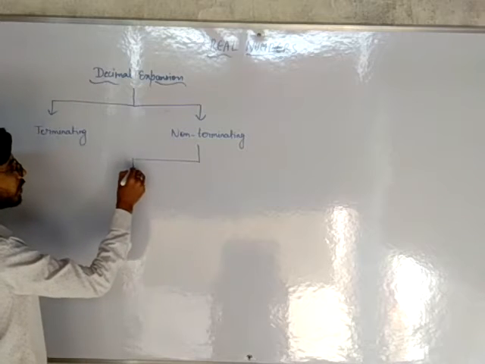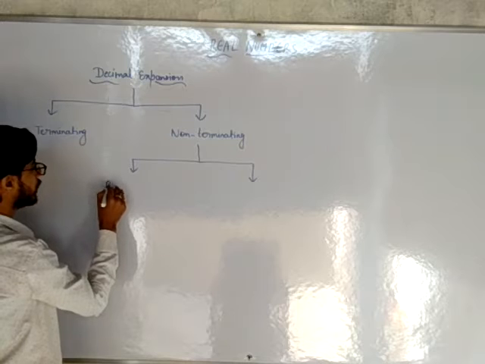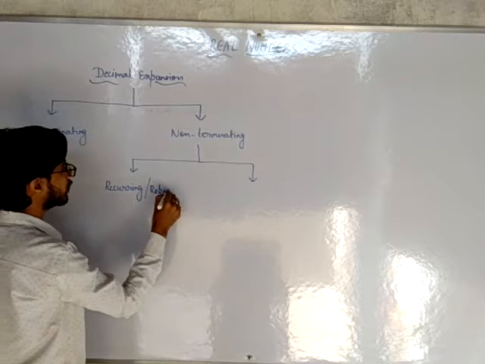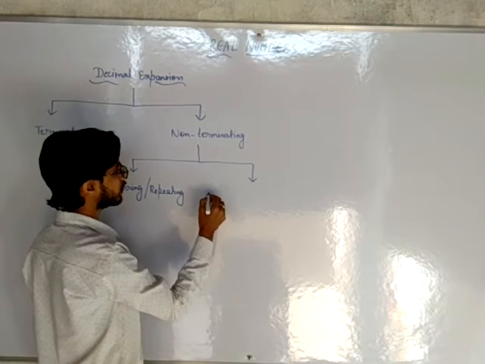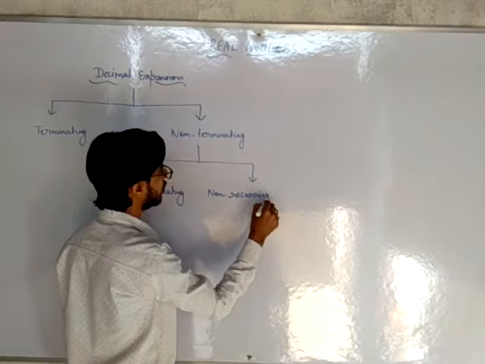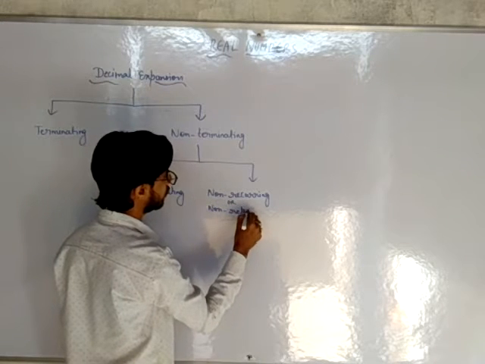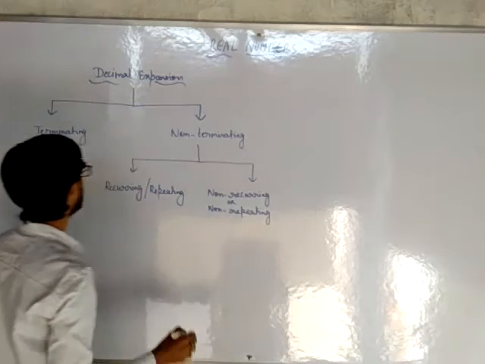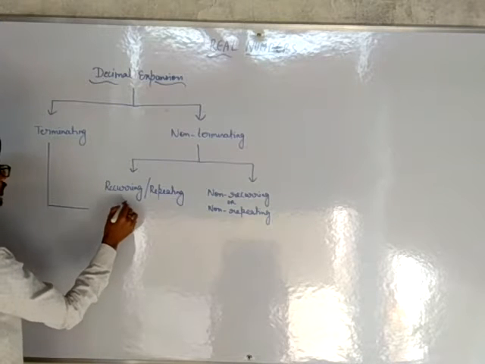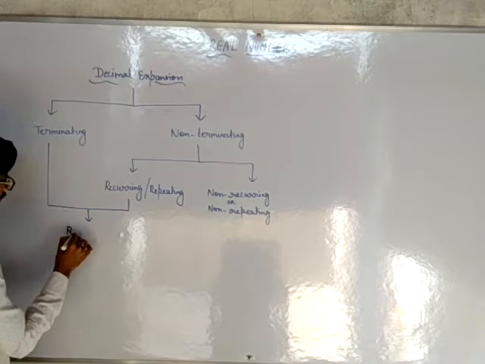Again, non-terminating are of two types. First is recurring or repeating. Second is non-recurring or non-repeating. Terminating or recurring, both are the decimal expansions of rational numbers.